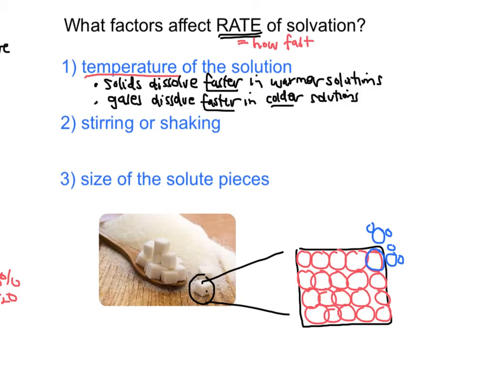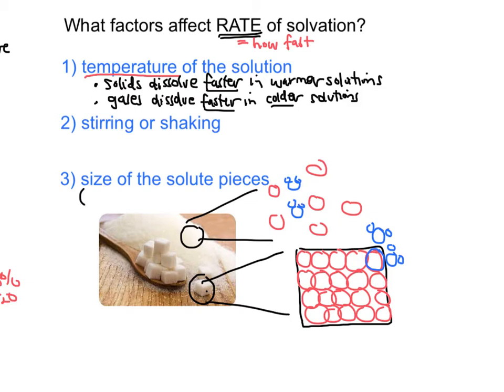So if you want to increase the rate of dissolving, you can crush your sugar so that you're already separating those individual molecules of sugar, so the water molecules can get in between them a lot faster to carry them away into solution. This is also called increasing surface area. You'll hear me talk about how you can increase the surface area of a solute. And how do you do that? You crush the solute into smaller chunks.